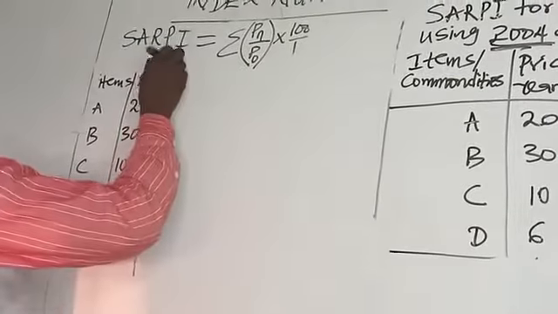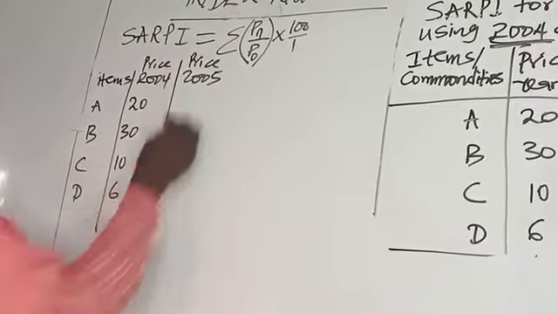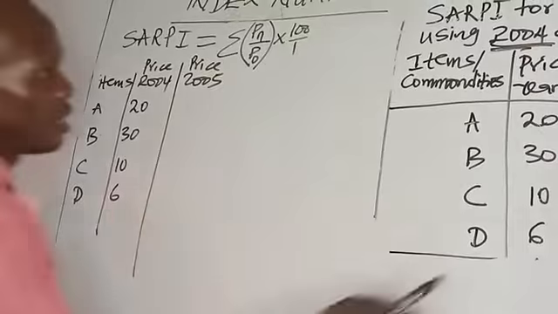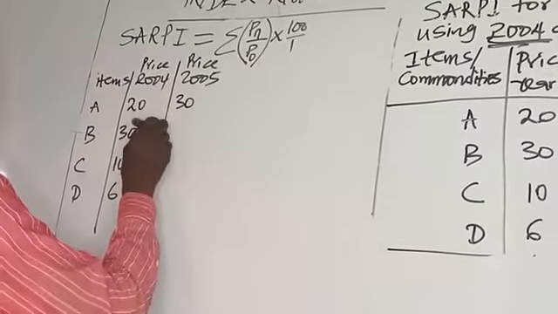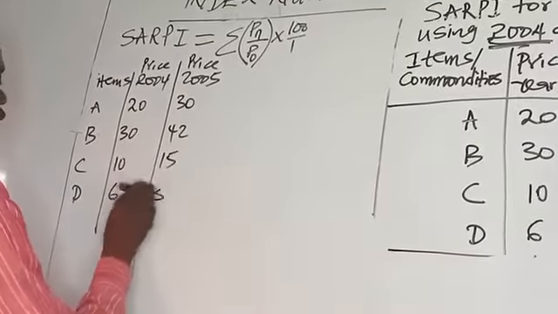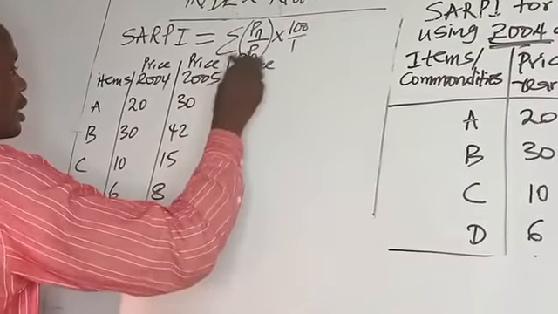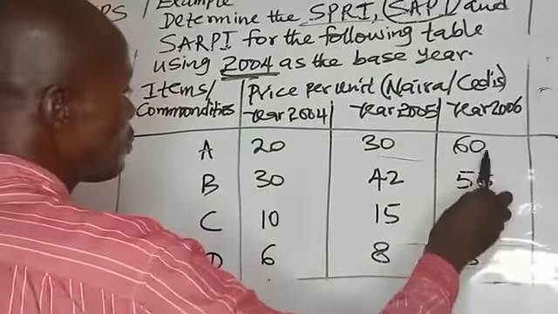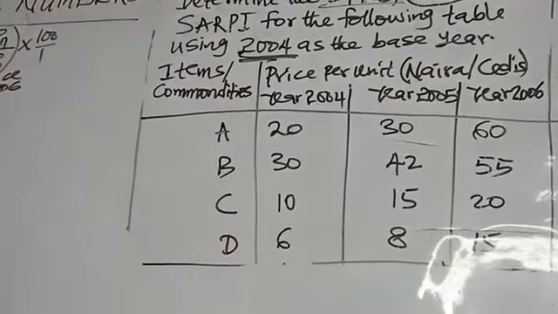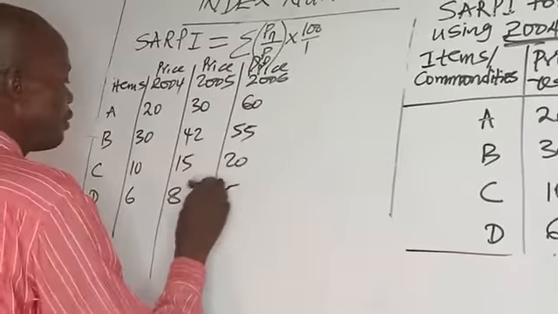Then we also have price for 2005. So we have 30, 42, 15, and 8. We also have price for 2006. So 2006 we have 60, 55, 20, and 15.